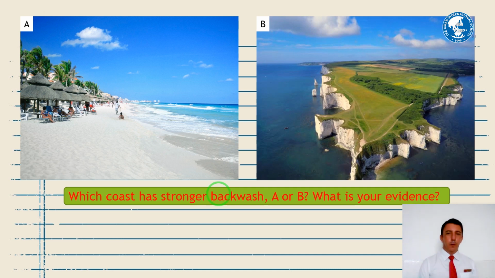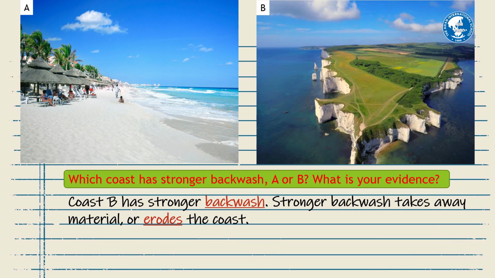Now let's look at these two photographs. Two beautiful coastlines. But which coast has stronger backwash? A or B? And what is your evidence? Coast B has stronger backwash. Stronger backwash takes away material or erodes the coast.